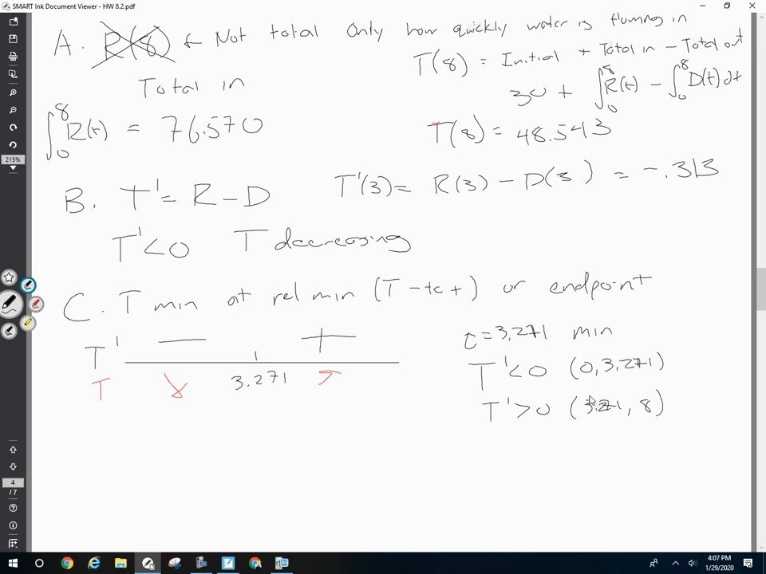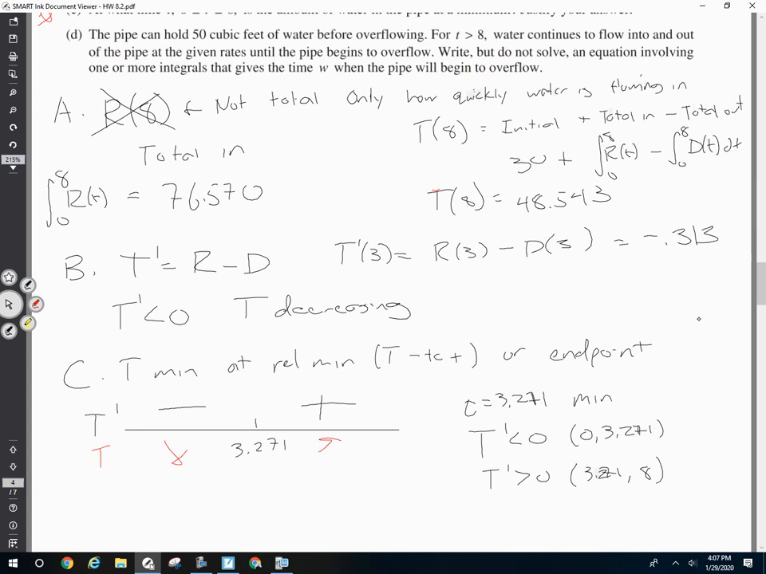Okay? Let's move to part D, last part. This seems like a tough question, but after you see the answer, you're going to be like, okay, that makes sense. Let's see. Pipe can hold 50 cubic feet of water before overflowing. For T greater than 8, water continues to flow into and out of the pipe at the given rates until the pipe begins to overflow. Write but do not solve an equation involving one or more integrals that gives the time W when the pipe will begin to overflow. The tricky part is the T greater than 8.